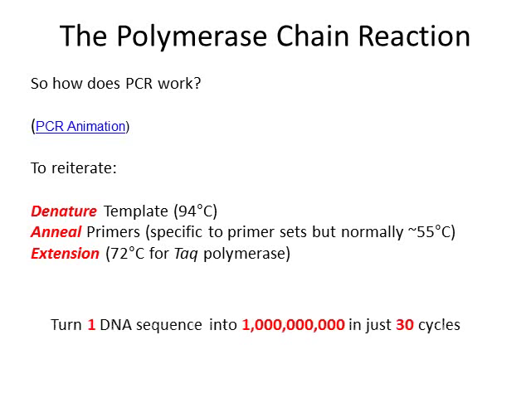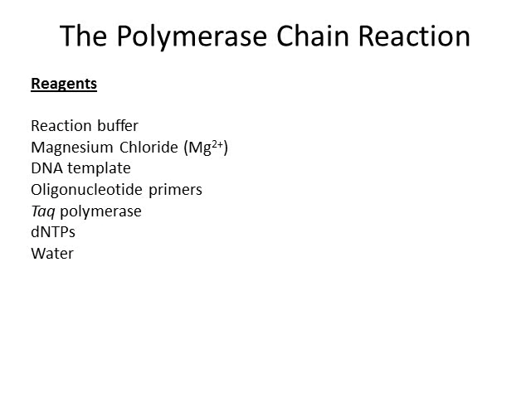And the crux of the matter is that PCR will turn one DNA sequence into 1 billion DNA sequences in just 30 cycles via exponential expansion of the number of sequences that have been copied. Again, that's covered in this PCR animation. It's very clear to see how that works.